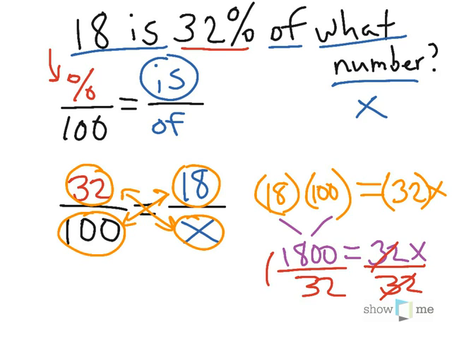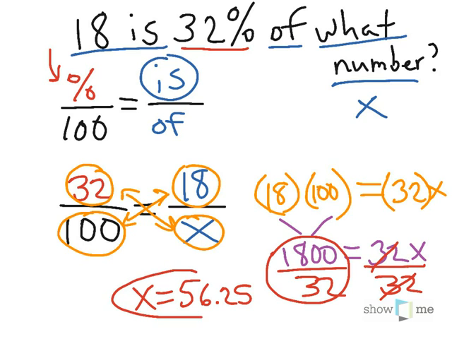and I'm left with a number that, you don't know that off the top of your head, but you can use a calculator to figure that out. You get x equals 56.25, and that's, once again, you don't have to get a nice whole number for this to be correct. So I'm saying that 18 is 32% of that bigger number.